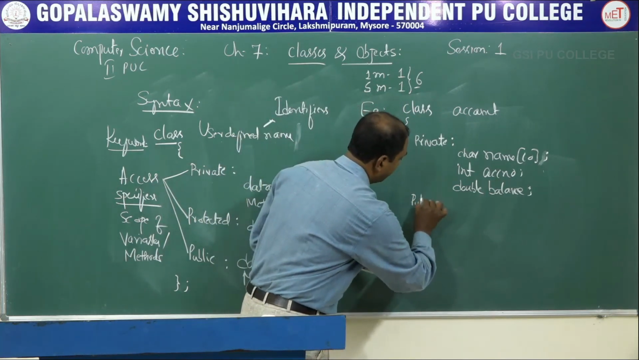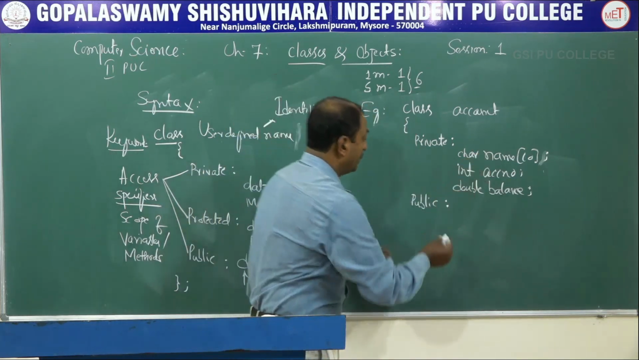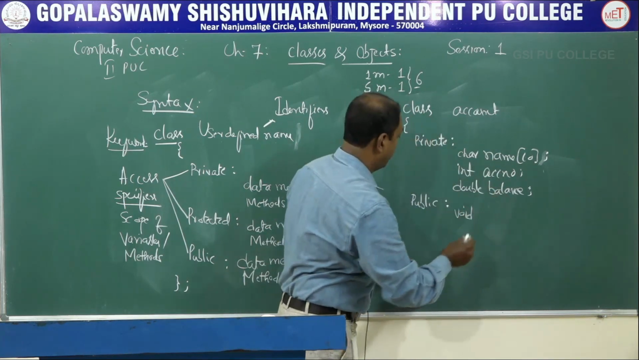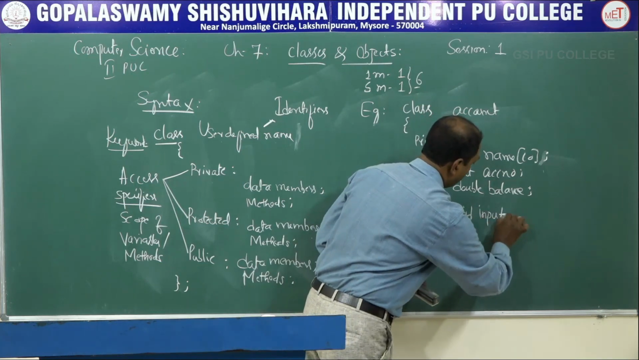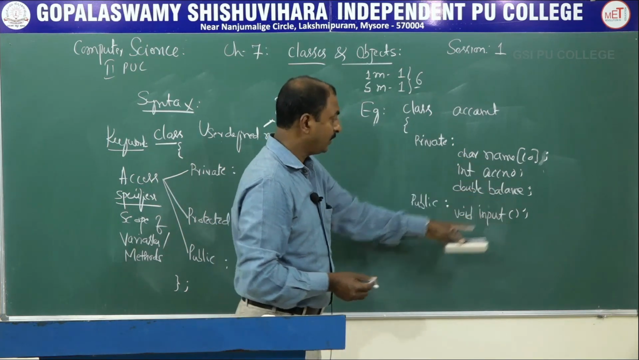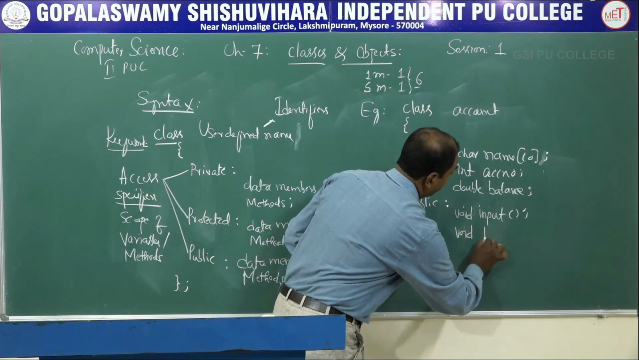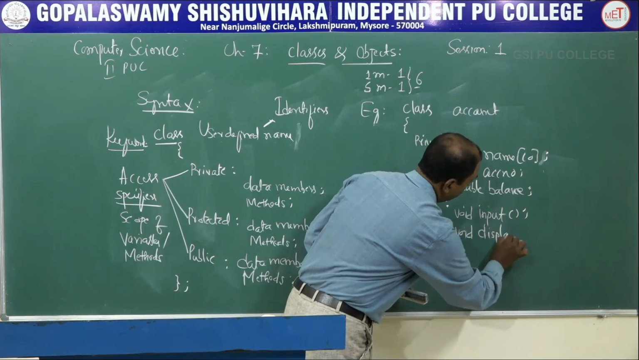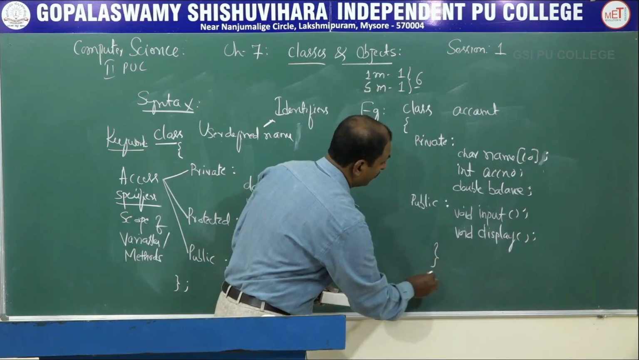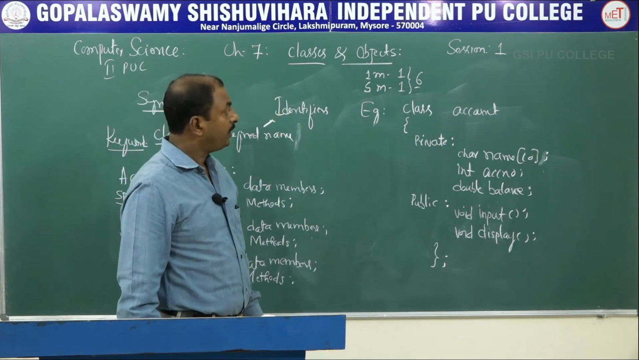Now under public I am going to declare or define functions. One is to accept the data, I say void input is a function. I'm using this to accept the values of all these things. Next, I want to display the details, one more function, display. I am closing this with flower bracket and semicolon. Now this is another example for how to define a class.